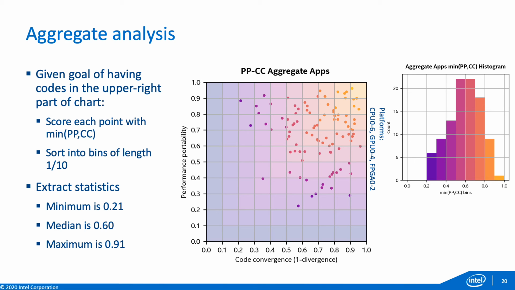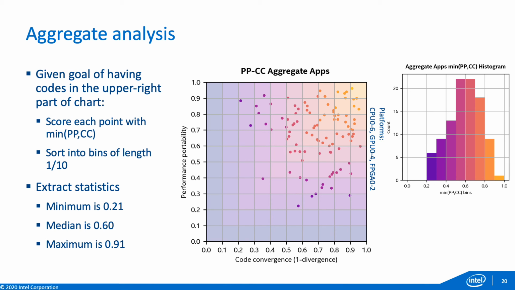Okay, so we know vaguely that we want our codes to be in the top right of this type of diagram. How do we talk about this in a more quantitative way so that we can really compare 2 different results instead of just having point clouds? One such way to do that is to look at the minimum of performance portability and code convergence, and then bin those. So that's what we've done here.